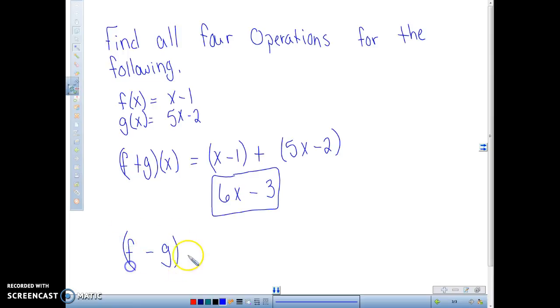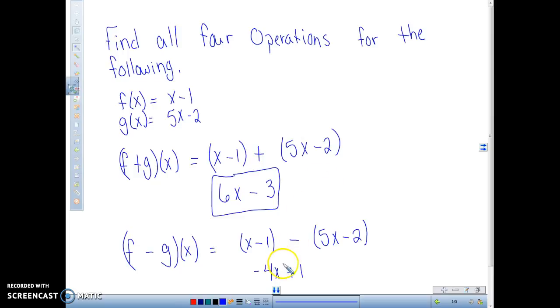So now, let's subtract them. We would say x minus 1, because that's the f function, minus the g function, 5x minus 2. So we have 1x minus 5x, so we have negative 4x, and we have negative 1 minus negative 2. So the same thing as negative 1 plus 2, which we would have positive 1.